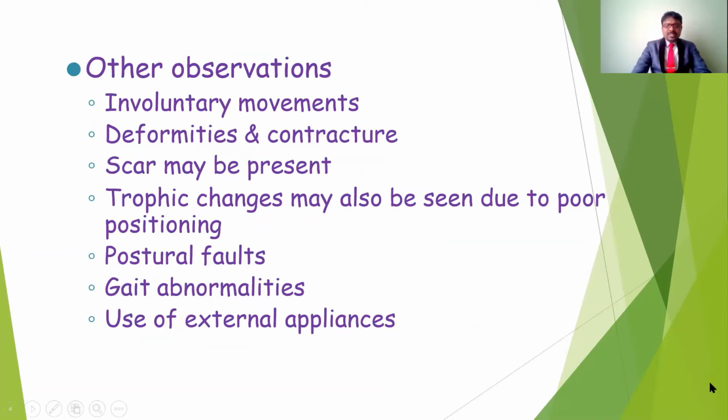Also, among other observations, we have to find any involuntary movements. Especially in the dystonic and athetoid types of cerebral palsy, we may get involuntary movements such as hemiballismus, chorea, athetosis, and dystonia. We also have to check for any deformities and contractures; the spastic type of cerebral palsy gets more deformities and contractures.